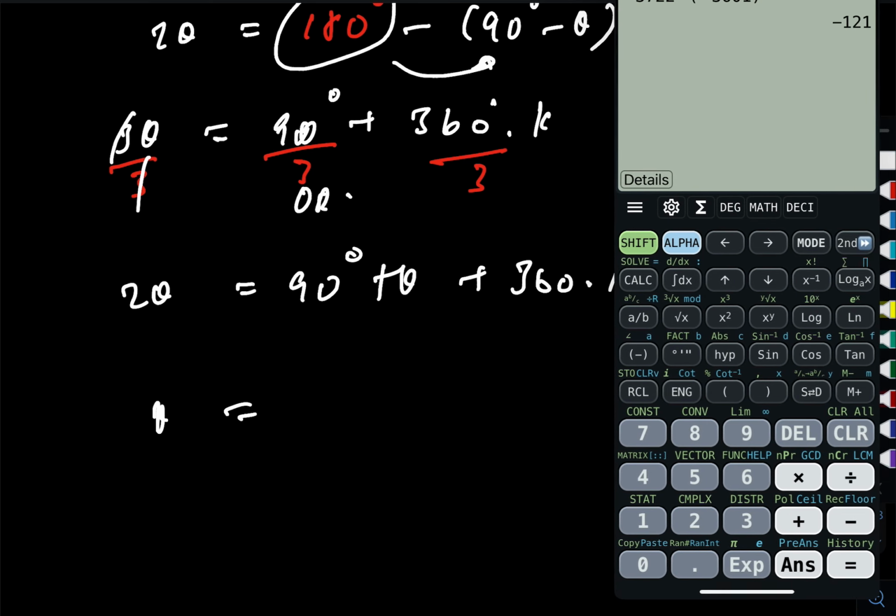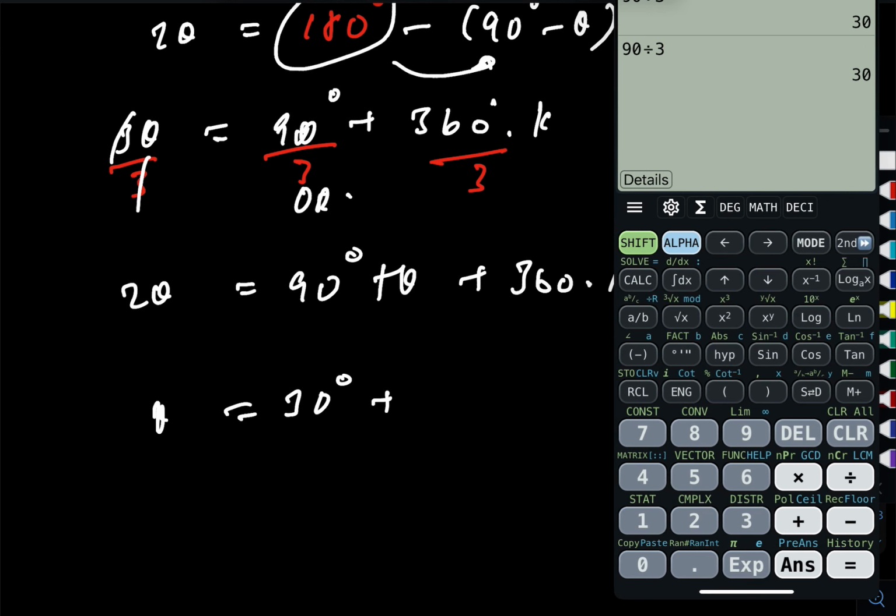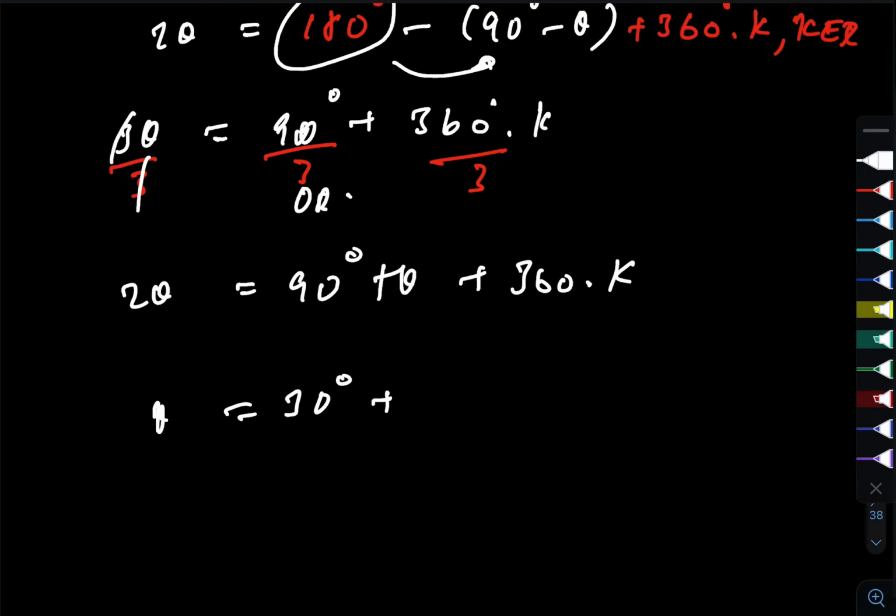All I need to do is to find what is 90 degrees divided by 3. So it's going to be 90 divided by 3, which is going to be 30 degrees. So that's going to be 30 degrees plus, again I have 360 divided by 3. That's going to be 120. So that's going to be plus 120 degrees times k, where k is an element of z. So this will be my general solution.